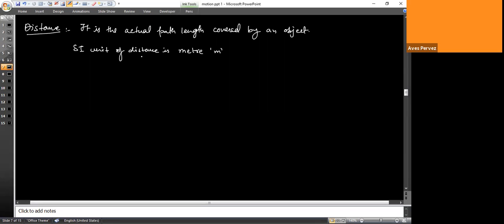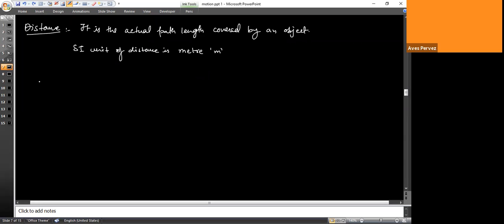Why are we writing the standard unit? Because if you are solving a numerical and the distance is given in centimeter, you have to convert it into meter. If the distance is given in kilometer, then you have to convert it into meter. So meter is the standard unit, and while solving any numerical problem you need to keep in mind that if the distance is given in other units, you have to convert it into meters.